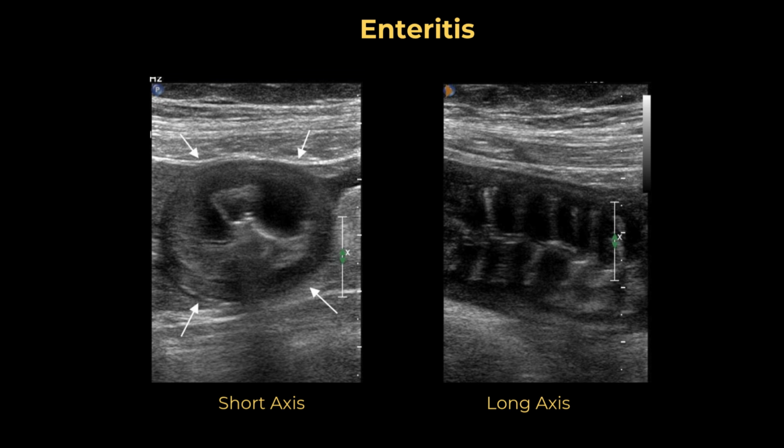Fat stranding is usually absent. The surrounding fat is mostly normal. Small amounts of free fluid are common. You may see small fluid pockets between the bowel loops. Enlarged mesenteric lymph nodes are often present. This is called mesenteric adenitis. These nodes are usually seen in the right lower abdomen or central mesentery.